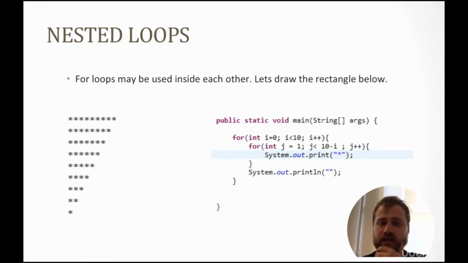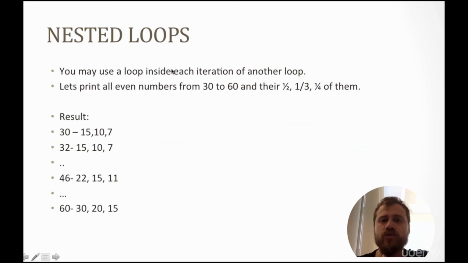Okay, here I have put an example where the inner for loop's boundary depends on the outer loop. This I is used here, so the boundary of this for loop depends on the outer loop. This is not always the case. The boundaries of the for loops may be independent. Now we will do an example.